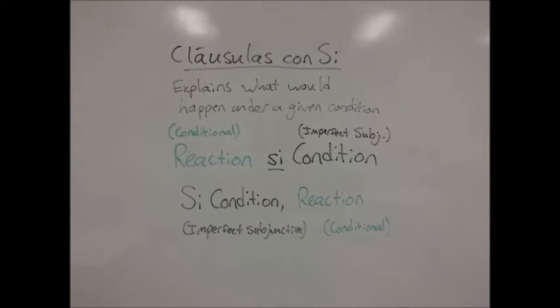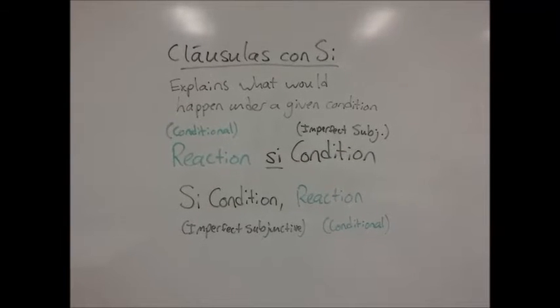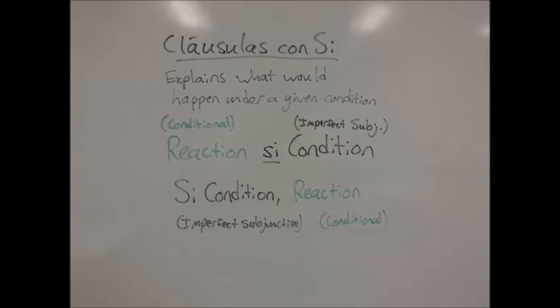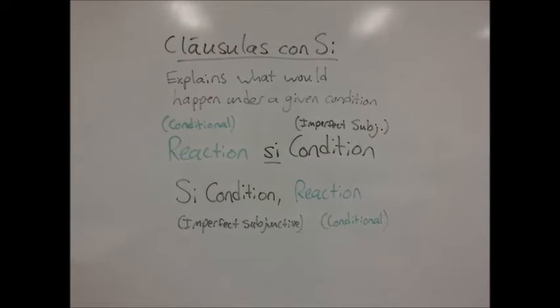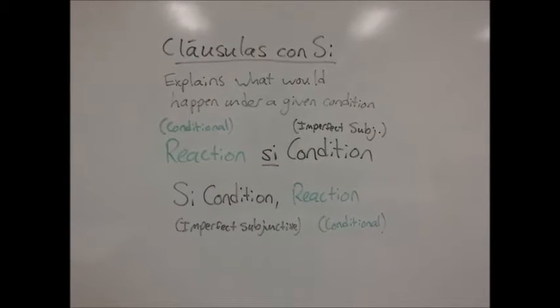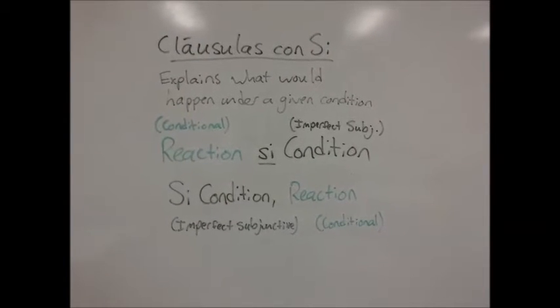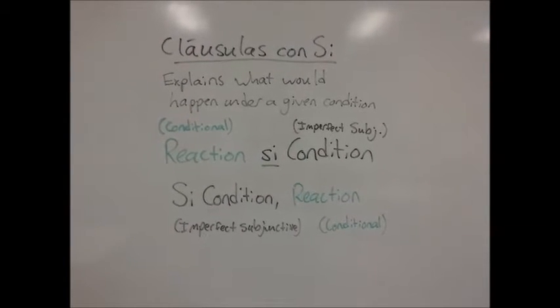In Spanish, when we have an if clause, we conjugate the reaction in the conditional, and we conjugate the condition in the imperfect subjunctive. Sí always stays the same, but you need to remember that if you're going to put the condition first, followed by a comma, you need to move the sí as well.